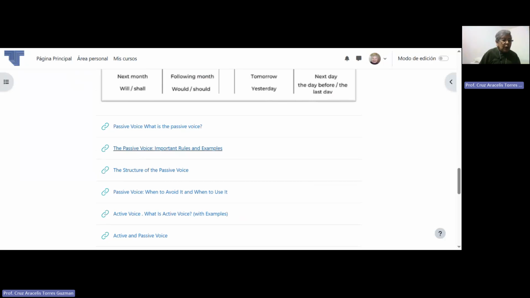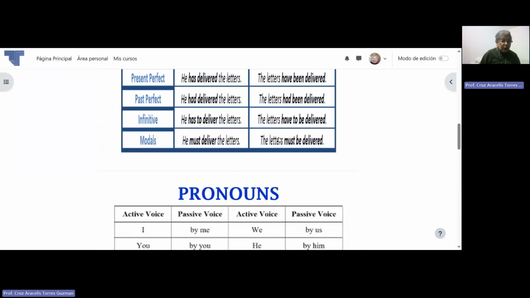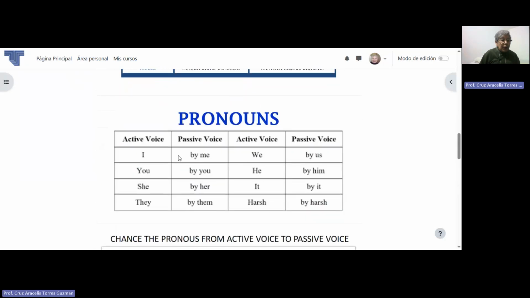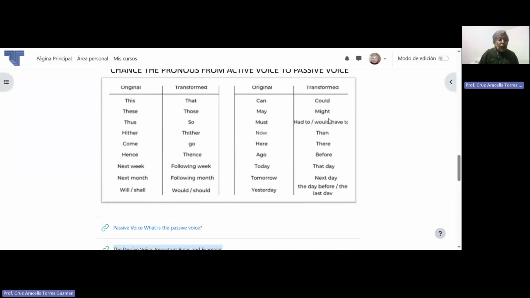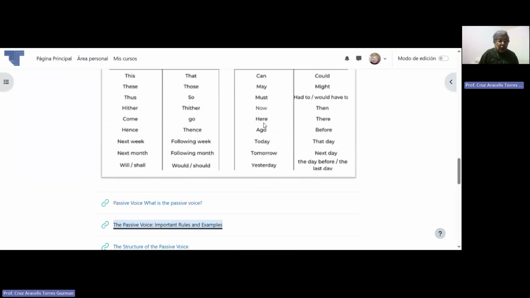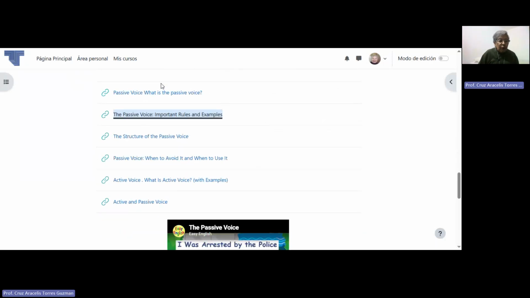Okay? And here are the passive voice rules. As we see, what are the different tenses? Here they are. All the tenses are here, as I show in the chart at the beginning. And when you use passive voice, you have to change the pronouns from active to passive, as it shows here in the chart. Okay? The tenses also have to change. So, what is passive voice?